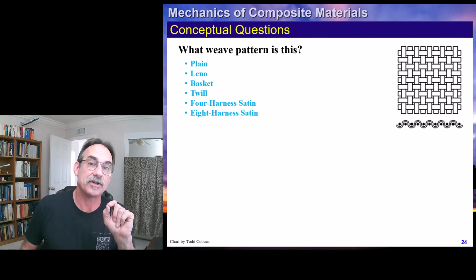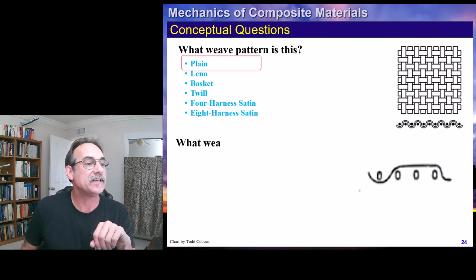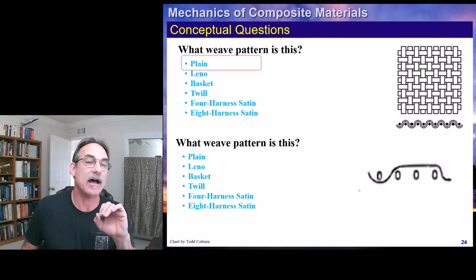Once you have your answer, you can see this is a plain weave. We're going over and under. How about this one? This is not going over under. This is not going 2 by 2. This looks like a pattern of 4. We're going under 1, over 3. This looks like a 4 harness satin.